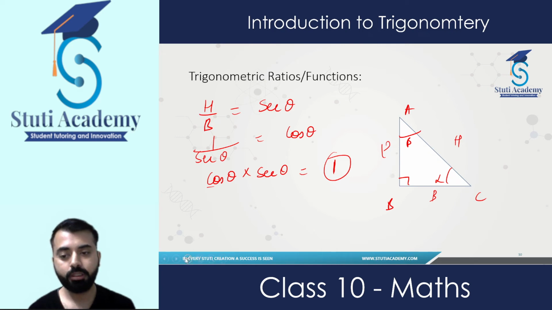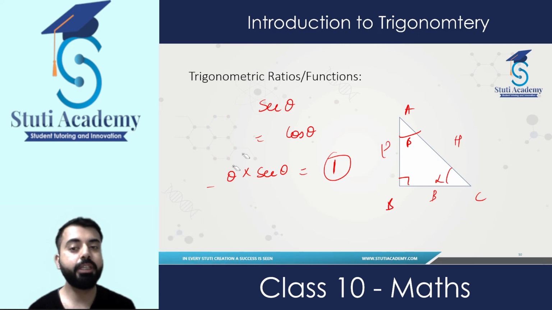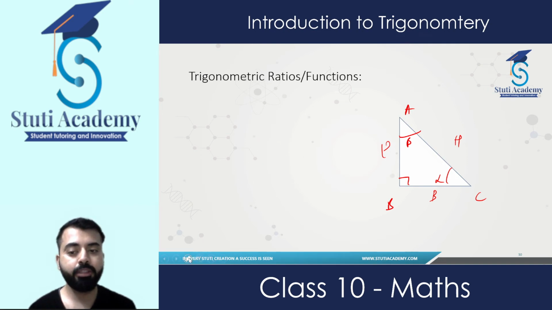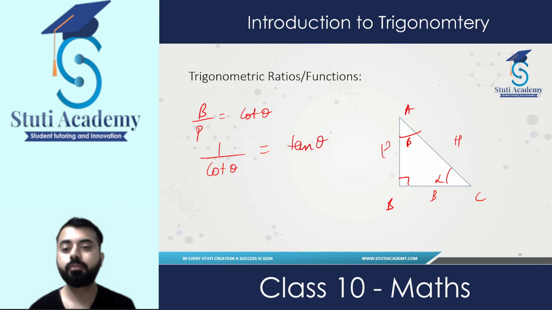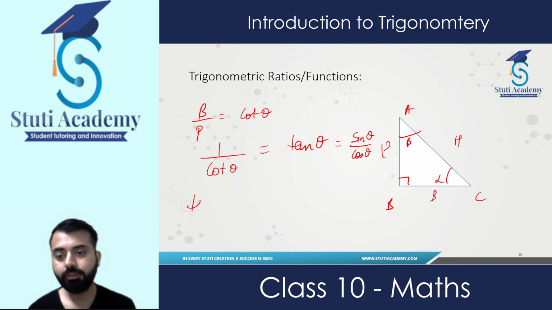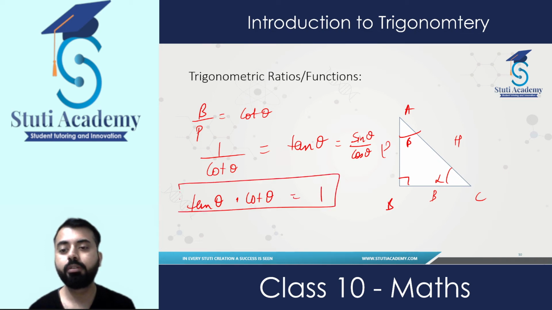And lastly they found out the ratio between the base and the perpendicular. Because they already knew perpendicular upon base was the ratio, they just inverted that to base upon perpendicular and named this one cot theta. Later they found out that 1 over cot theta was the same as tan theta, which was exactly the same as sin theta over cos theta. This is how we got the tan theta, right? So tan theta into cot theta will always be 1.